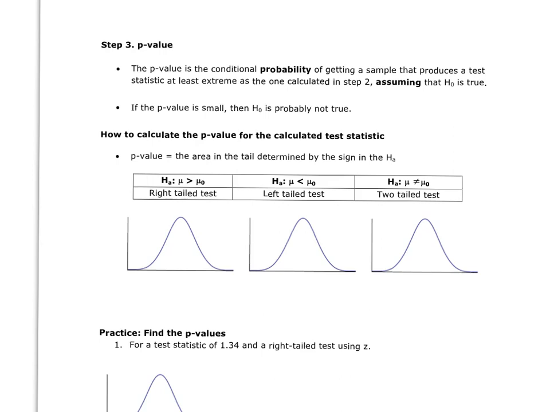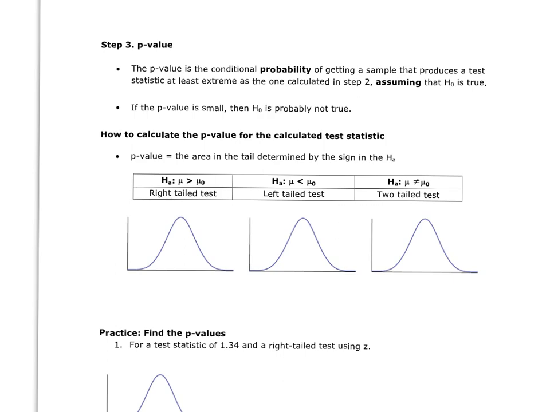Now we move on to steps 3 and 4 of hypothesis testing. Step 3 is the p-value. It is the conditional probability of getting a sample that produces a test statistic at least as extreme as the one calculated in step 2, assuming that the null hypothesis is true. If the p-value is small, then the null hypothesis is probably not true.